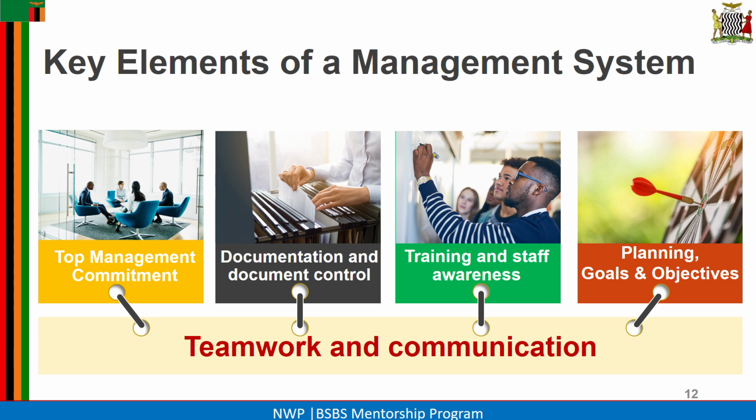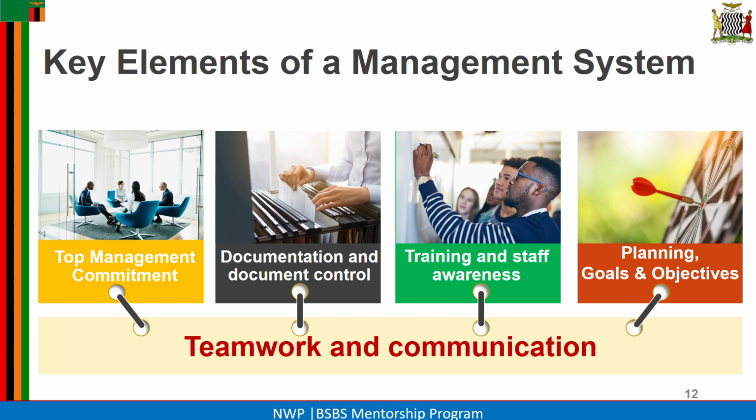So there are 4 main key elements if you need to set up a management system. We have top management commitment as number 1. We have documents and document control, 2. Training and staff awareness, that's 3. And number 4, we have planning, goals, and objectives.